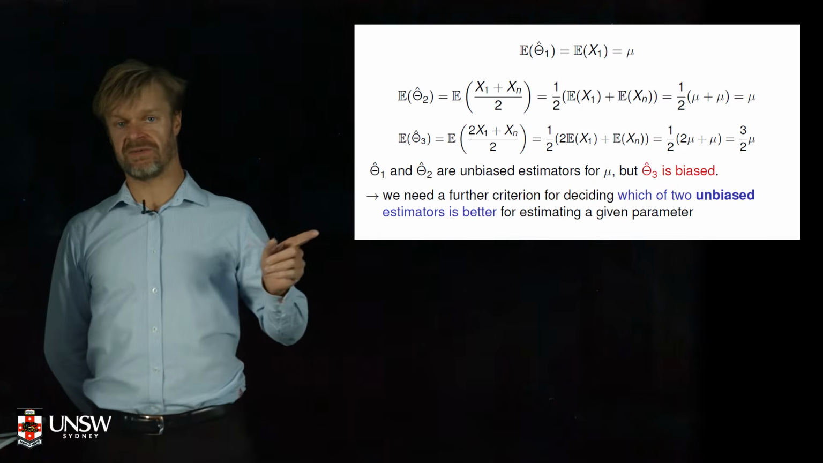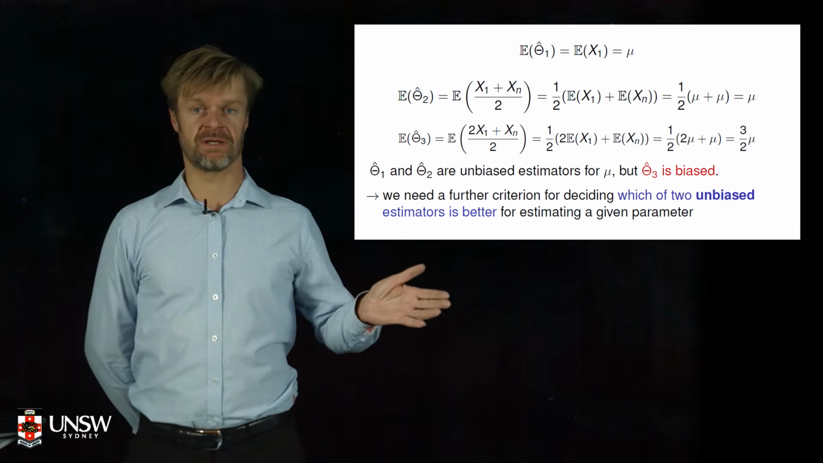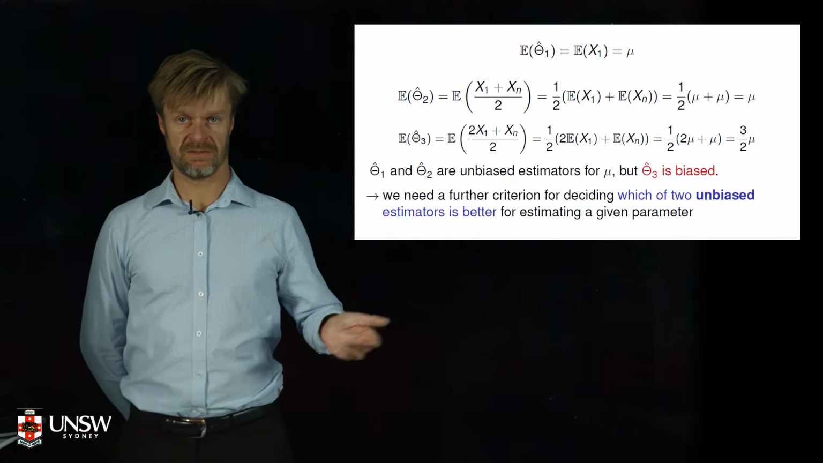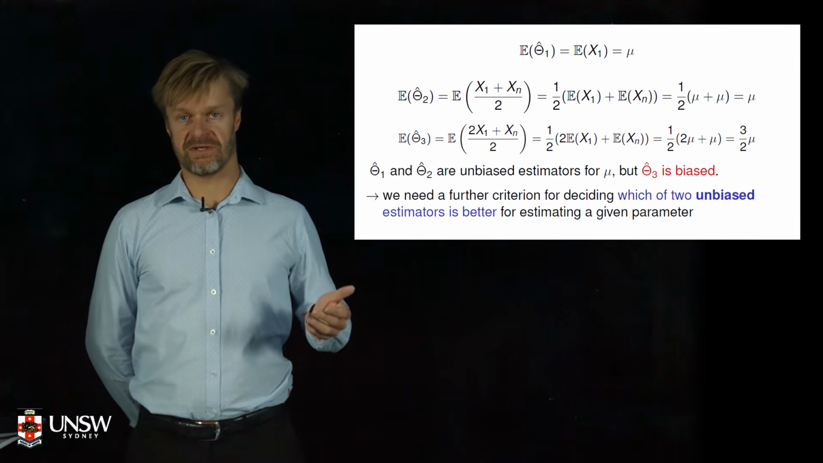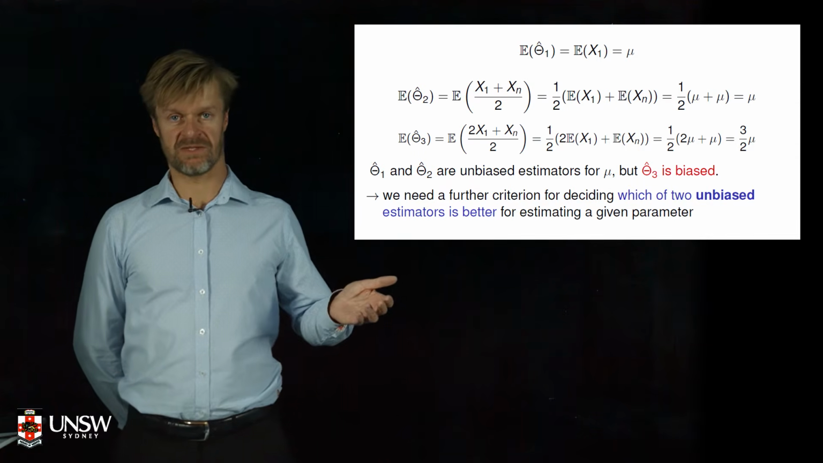So that's one way we can say if something's no good. We can look at if it's biased or not. But we've still got theta 1 hat and theta 2 hat, which are unbiased. So why don't we use them instead of using a sample mean?